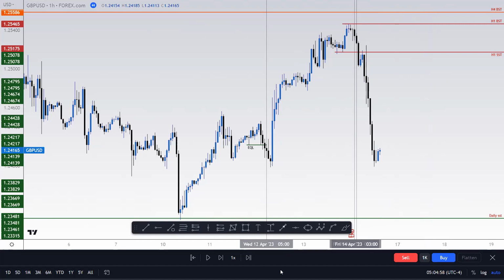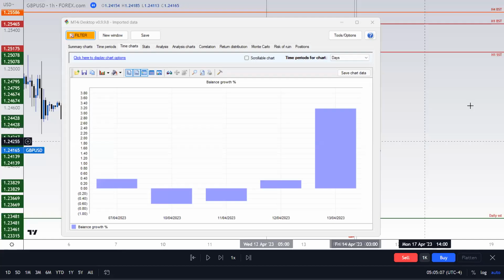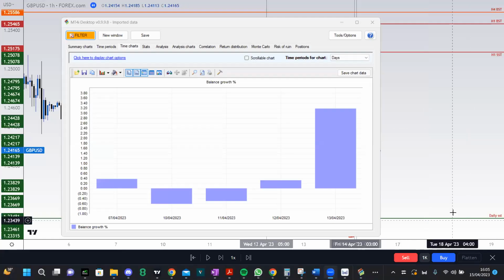Yeah, I can't see anything. Wait, I think I'm just sharing TradingView. I'm just sharing my whole screen instead. There we go. You should be able to see it now. Yeah, all good. All good?